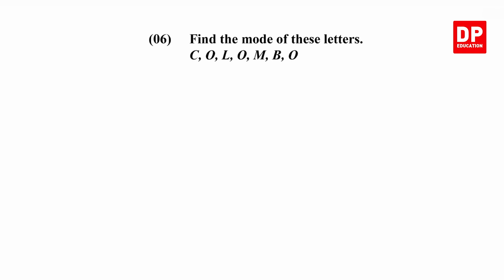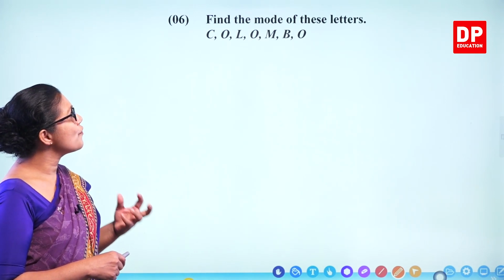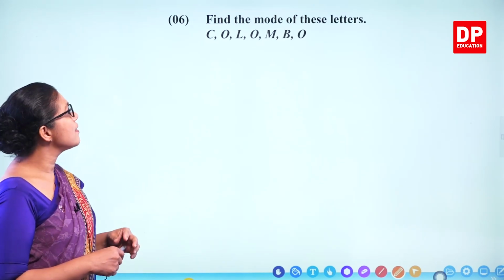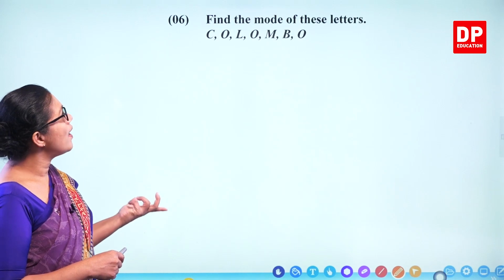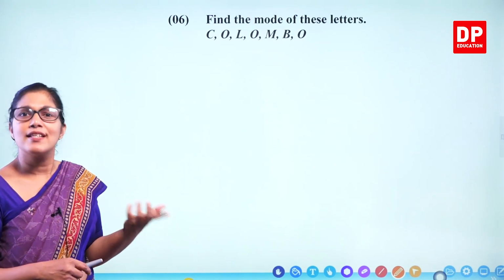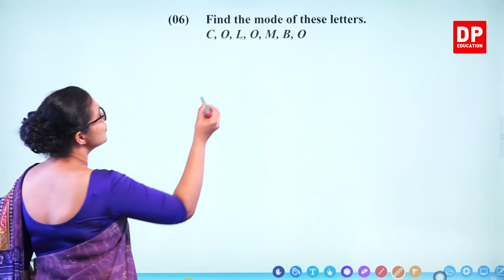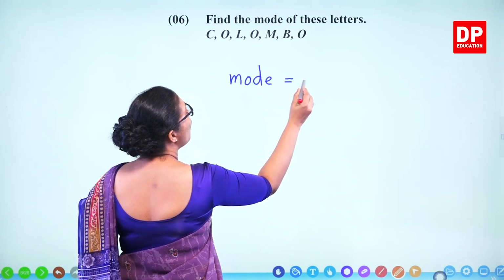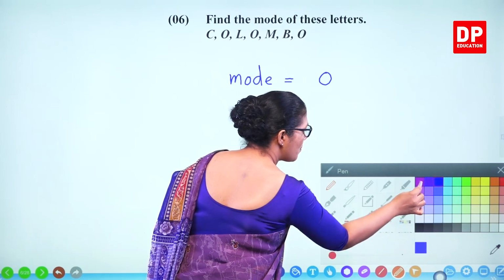Question number 6, find the mode of these letters. Now, letters are there. So, one which has the highest frequency. So, here not the number, letter which has the highest frequency. C only once, O 3 times, L once, M once and B once. So, O is the mode value. So, mode is equal to O. 2 marks.